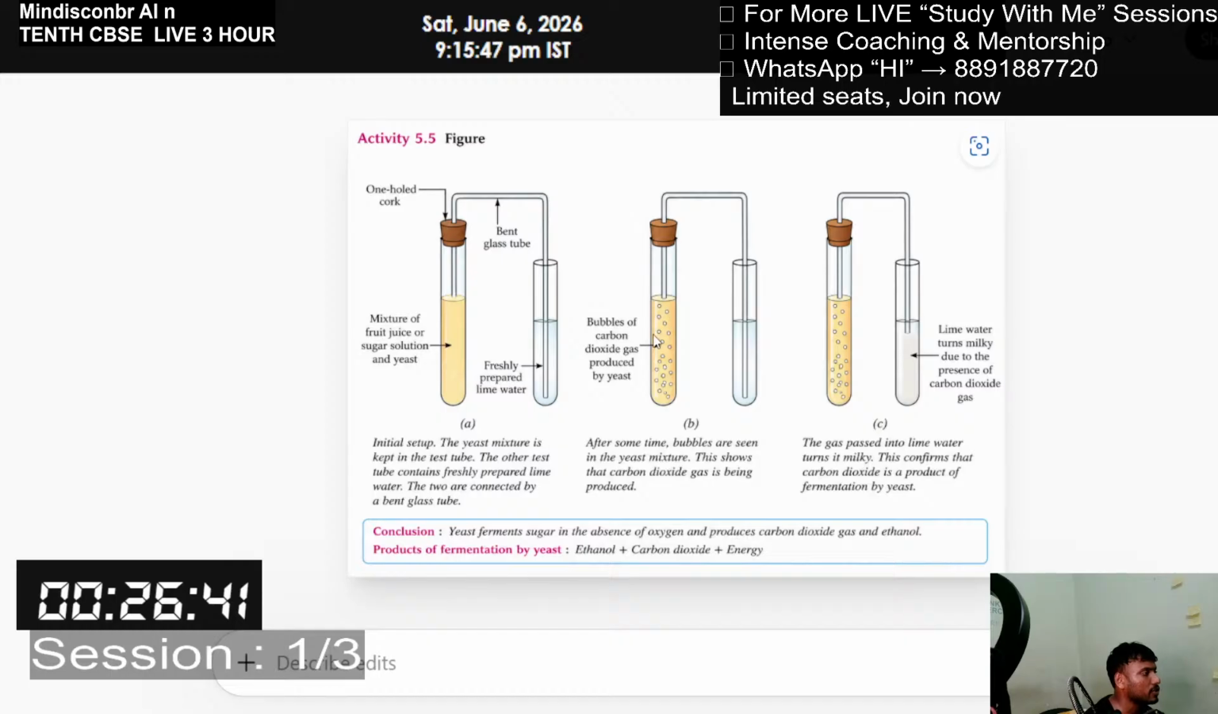This is an example for anaerobic fermentation because here there is no oxygen.